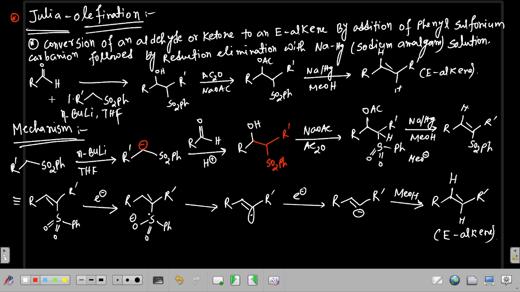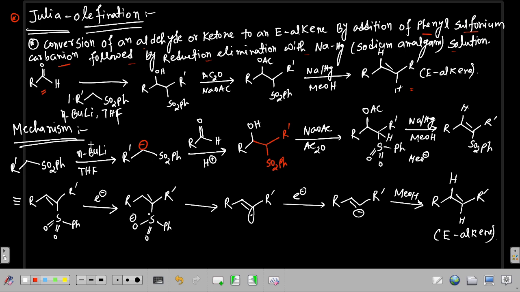In this reaction, it will convert an aldehyde or ketone to an E-alkene. Julia olefination always gives E-alkene. So how does it convert? The aldehyde or ketone will react with a vinyl sulfonium carbanion, which is followed by reductive elimination with sodium amalgam solution. Now we will see the mechanism.